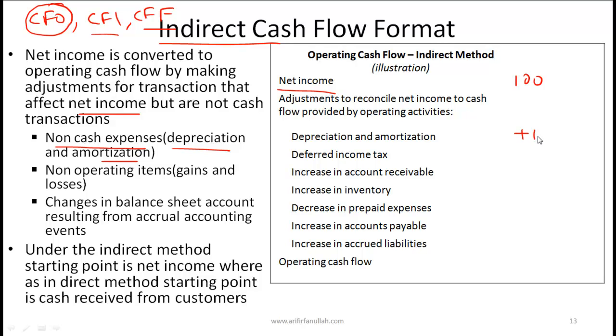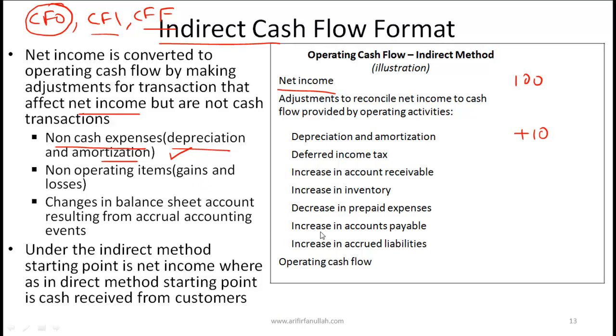So you need to add back 10 million. Why is this? Because 10 million depreciation is a non-cash item, and we had subtracted that 10 million in order to come up with the net income of 100. So we need to add back 10 million. Then let me pick on some easy ones here. So that is this non-cash item.